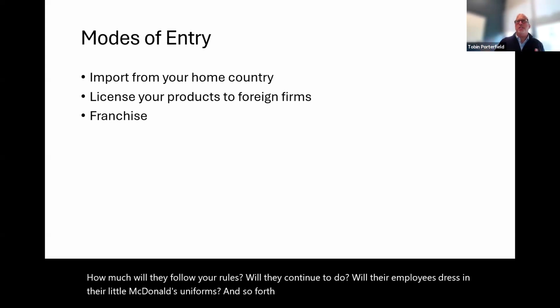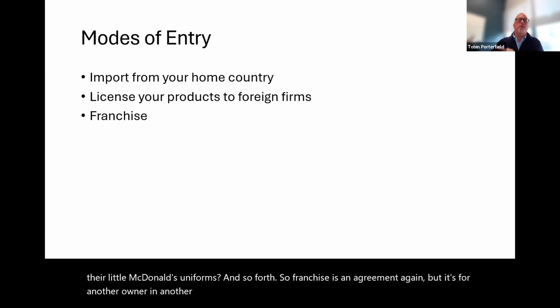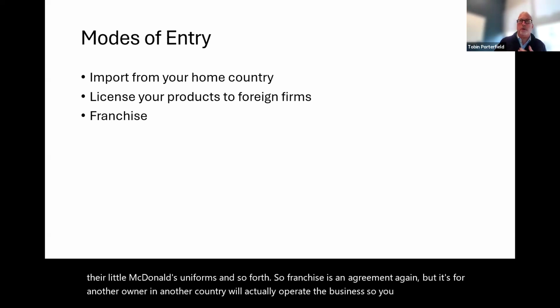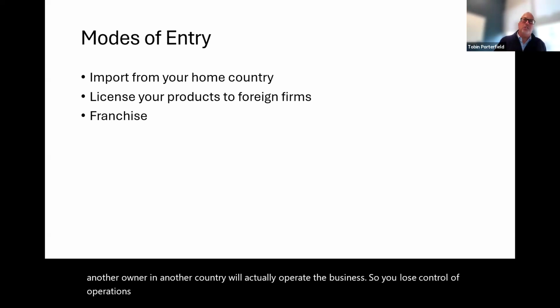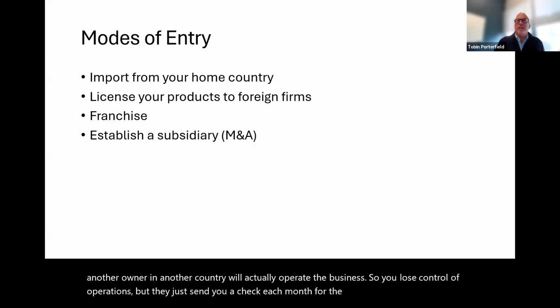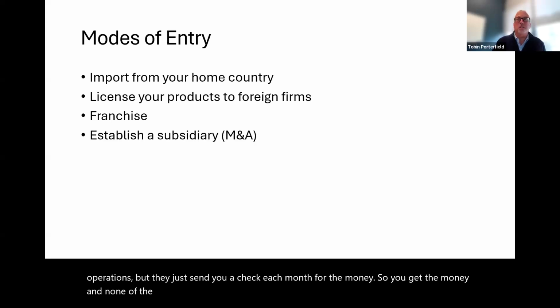So franchise is an agreement again, but it's for another owner in another country who will actually operate the business. So you lose control of operations. But they just send you a check each month for the money. So you get the money and none of the hassles of running the business in another country.